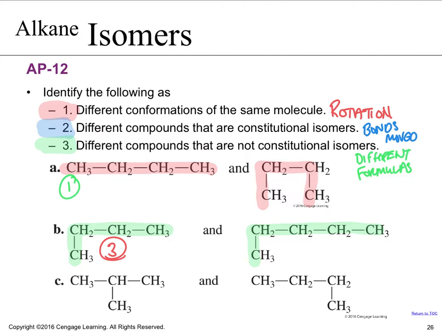C, I have a 3 carbon chain with 1 carbon coming off of the middle versus a 4 carbon chain that I can hit all 4 carbons without picking up my pencil. So both have 4 carbons, everything's single bonds, so they will also have the same number of hydrogens. But the first one, I have a 3 carbon chain with a carbon coming off of the middle. Second one, I have a 4 carbon chain that does have a bend in it, but it's still a continuous chain. So here I do have isomers, and the answer is 2.